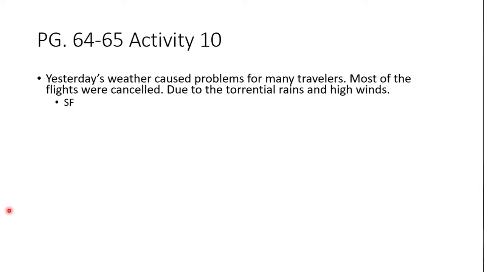Okay, so this one: Yesterday's weather caused problems for many travelers. Most of the flights were canceled due to the torrential rains and high winds. So this contains a sentence fragment, and it's specifically this sentence here: Due to the torrential rains and high winds. This is not a complete sentence. It lacks a verb. So because that sentence does not have a verb, it is a fragment.